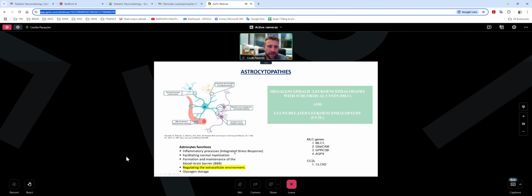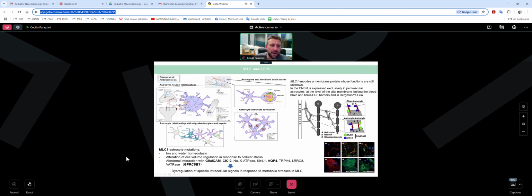All these genes are very important for another astrocyte function, meaning the regulation of the extracellular environment. In fact, they are involved in all processes that regulate the homeostasis of ions and water within the brain white matter. So if we have mutation in one of these genes, there is an accumulation of water leading to the formation of vacuoles, which are very large in MLC. So we have a macrovacuolization in MLC, while they can be quite small in CC2L.